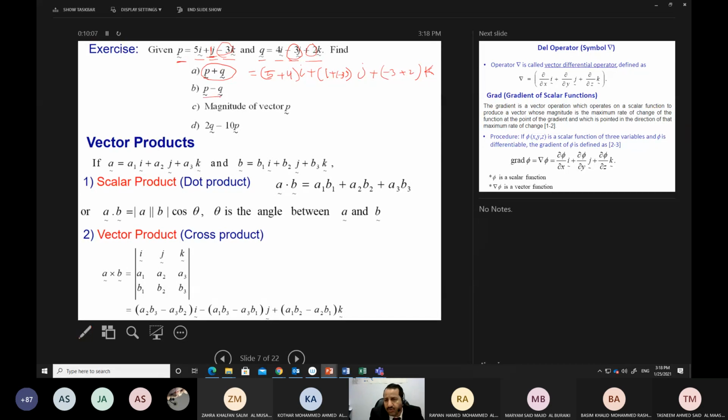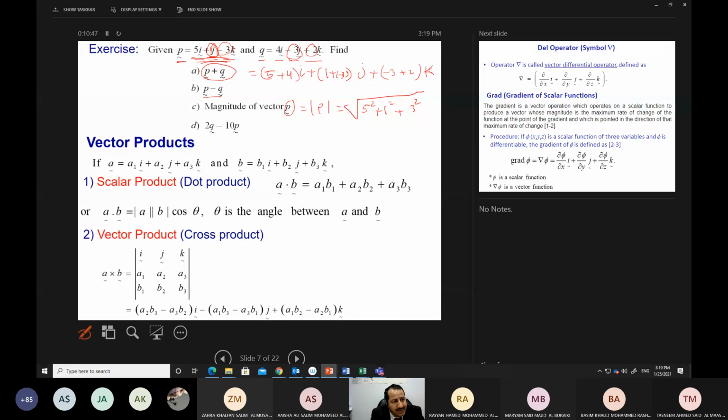For subtraction, we do the same, but rather than plus, it will be minus. If he asks me to find the magnitude of P, I will say it is equal to the magnitude, which is the square root of 5 squared plus 1 squared, because j here is multiplied by 1, plus 3 squared. I left out the minus because we go with the square, so directly say 3 squared. Do the math. The remaining is just a matter of calculation.